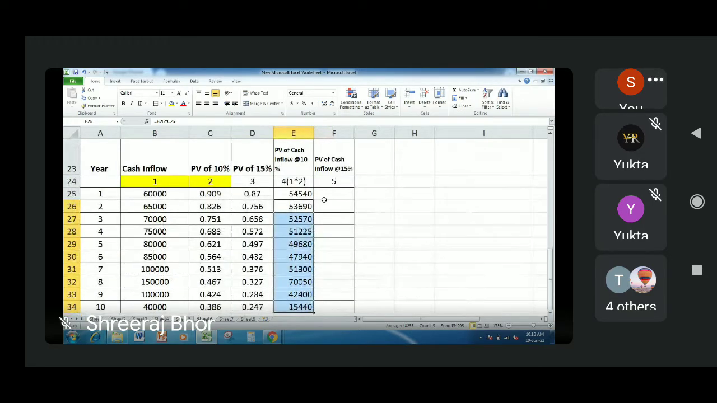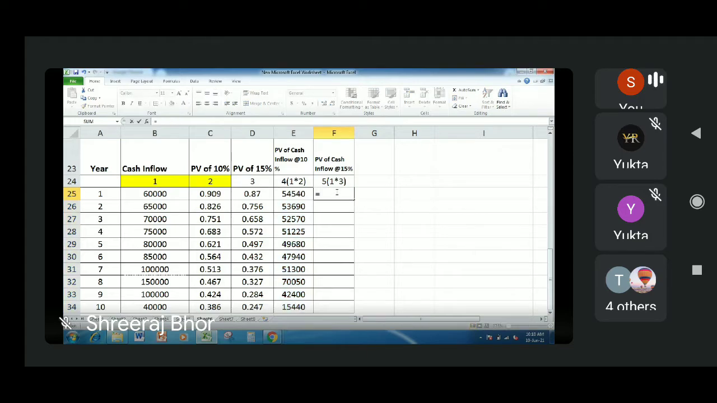Next, for the fifth column, we are going to multiply column 1 and column 3 because we want to calculate the PV of cash inflow at 15%. So let's calculate.